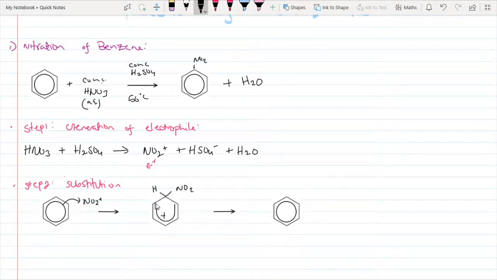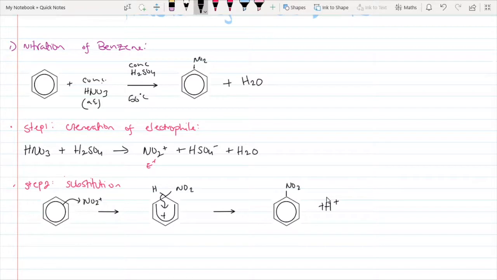Therefore, the carbon to hydrogen bond will donate electrons to the disrupted ring, and this would reform our benzene ring, and we will form nitrobenzene, so our NO2, and this bond right over here has donated electrons, therefore we would form an H plus ion.